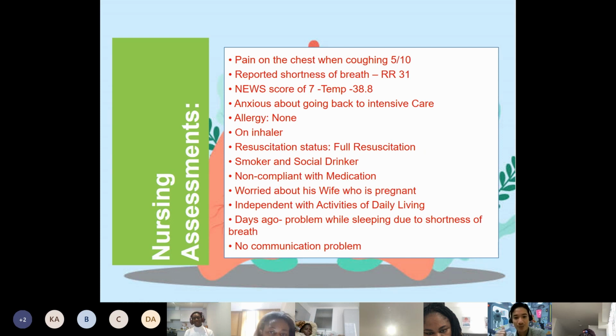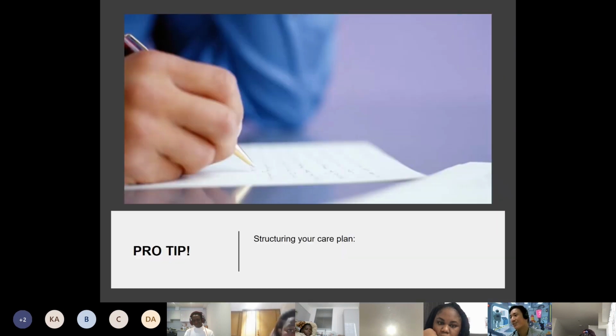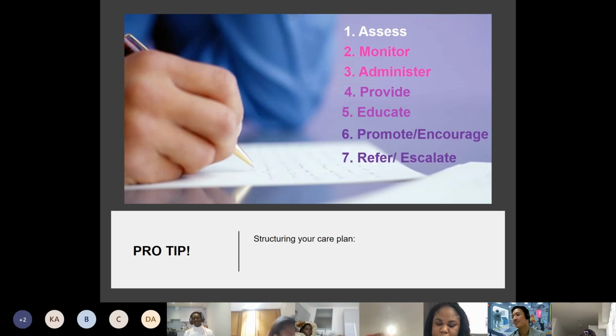Jones, do you want to give it a go? So we've done shortness of breath. We've done pain. What do you want to pick? I'll pick fever. Okay, let's do fever. So what is your problem then? John is experiencing fever with a temperature of 38.8 degrees centigrade. Well done. See, you're following now. Next one: what's the aim of care?